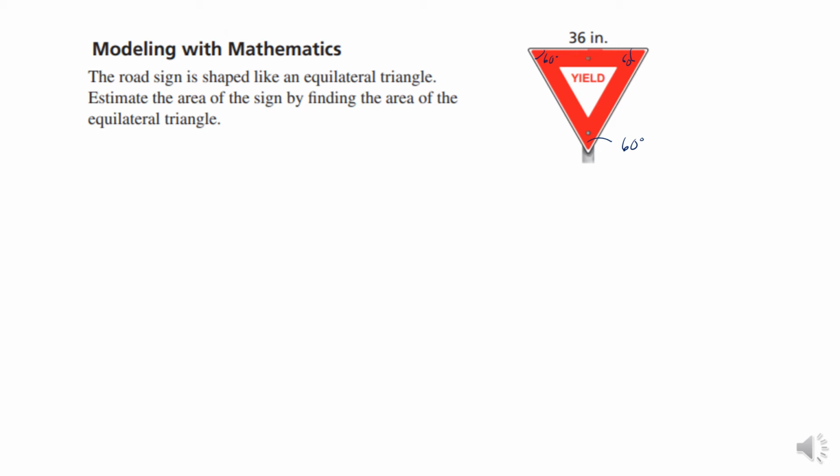So we know that to find the area, we need the base, which is 36, and we also need the height. So first thing we're going to do is find the height of this triangle. So how do we do that? Well, we cut the triangle in half, and we create this triangle here, which now is a 30-60-90 degree triangle on each side, and that line down the middle is the height.